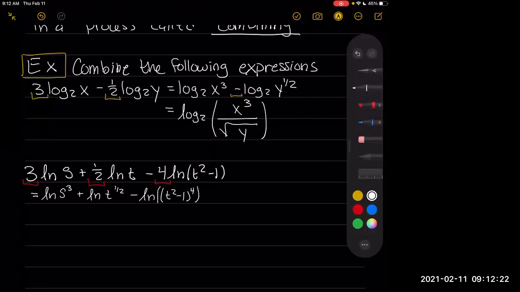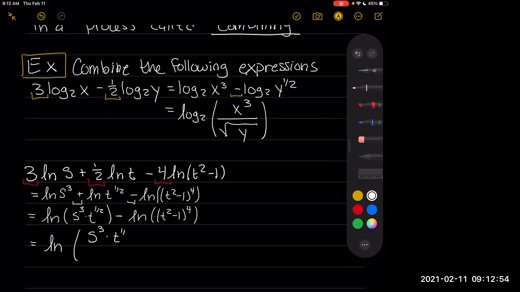And now I'm going to combine the plus term first before I combine the subtracted version. So that'll give us the natural log of s cubed times t to the 1/2 minus the natural log of t squared minus 1 all raised to the 4th. And now we can get our quotient. So this will look like the natural log of s cubed times t to the 1/2 all over t squared minus 1 to the 4th.